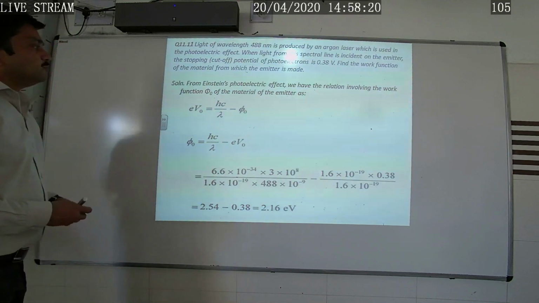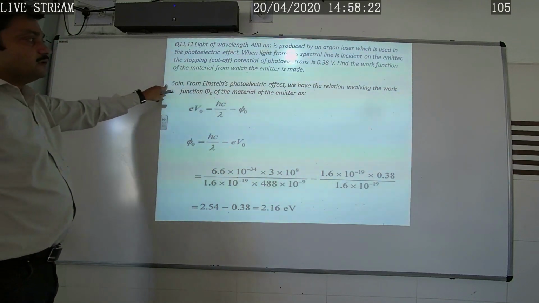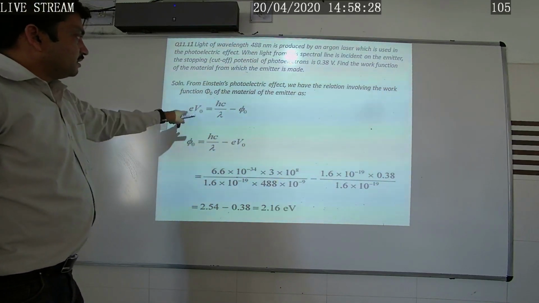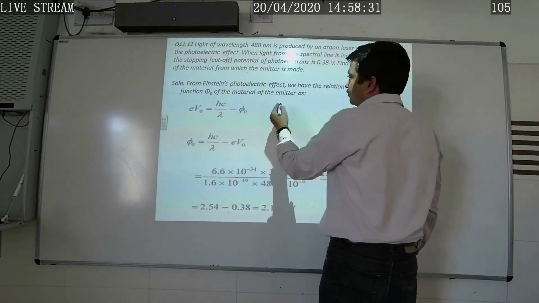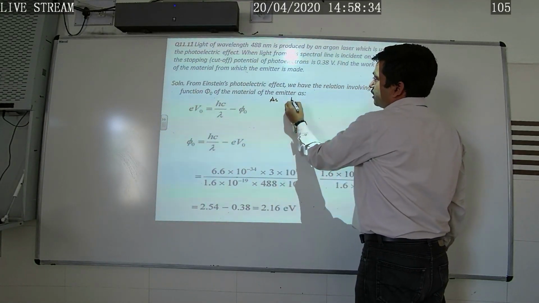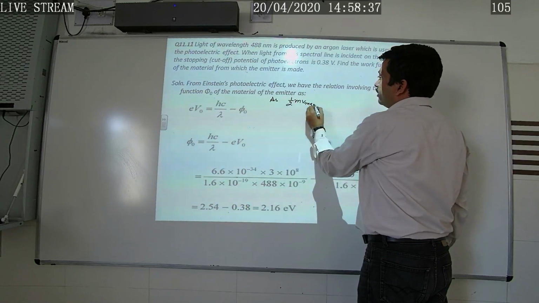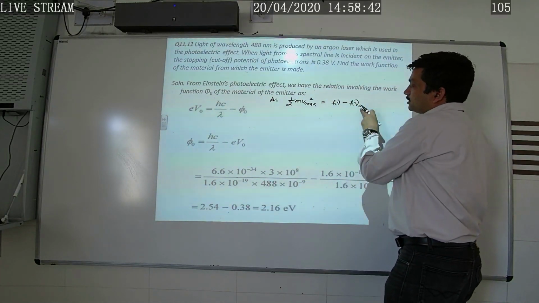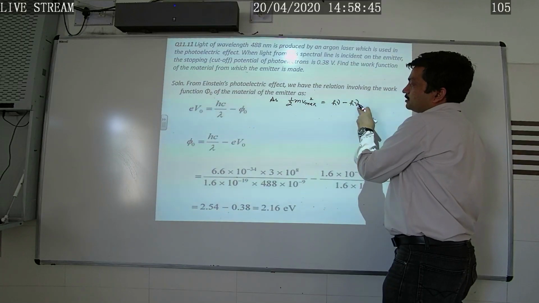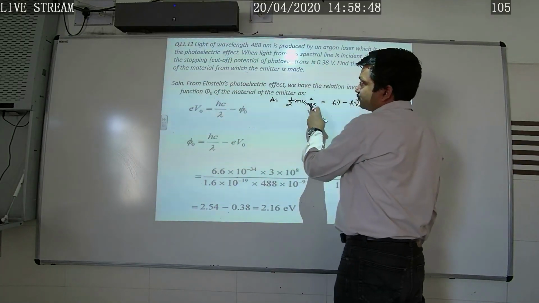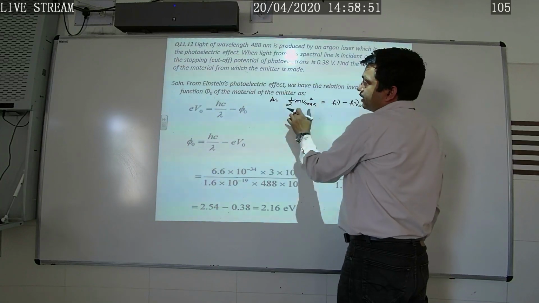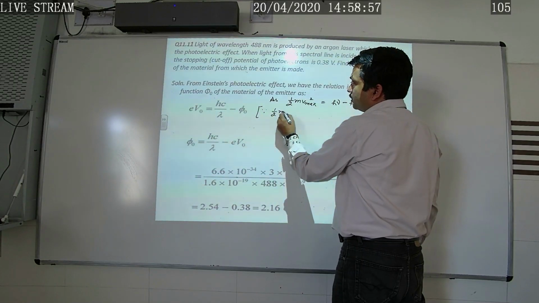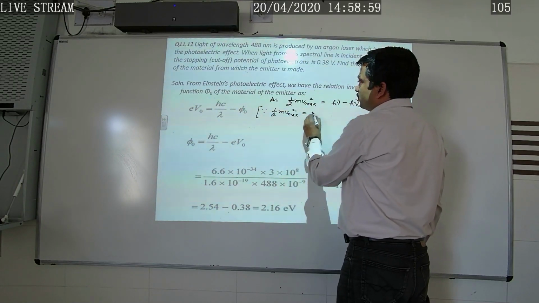So here again we are using the Einstein photoelectric equation. We have the relation involving the work function of the material of the emitter. Why have we written it like that? Because we have 1/2 m v max squared equals h nu minus h nu naught. Now h nu naught is nothing but the work function, and 1/2 m v max squared is the kinetic energy, and according to the photoelectric effect, this 1/2 m v max squared is equal to e V naught.